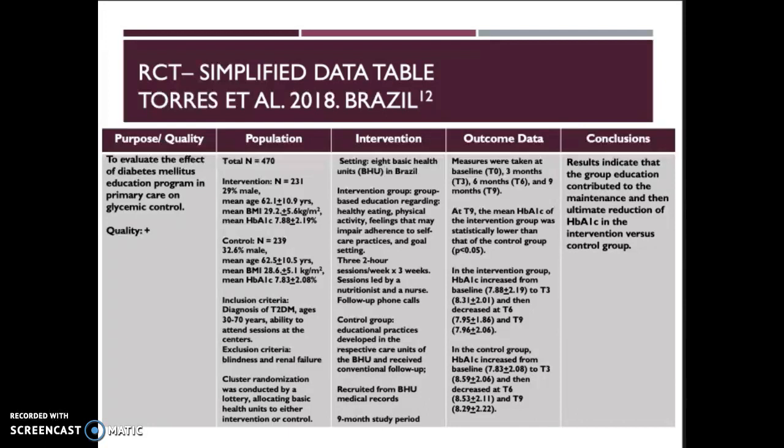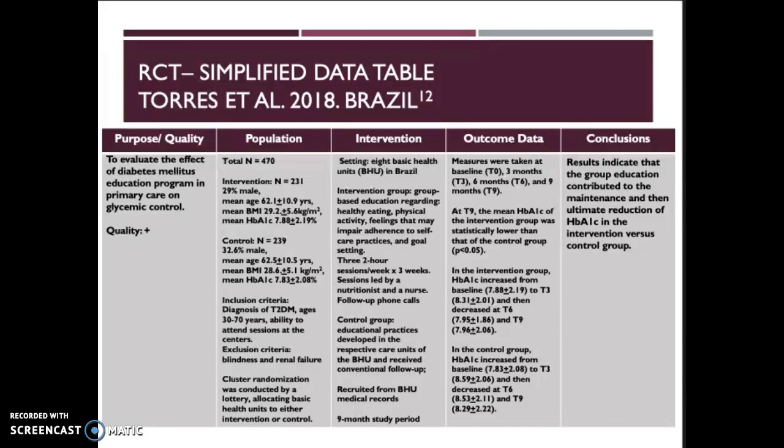However, in the intervention group, hemoglobin A1C increased from baseline to the 3rd month and then decreased at the 6th month and the 9th month. The starting hemoglobin was 7.88 plus or minus 2.19% in comparison to the final measure at 7.9 plus or minus 2.06%, which was not a significant reduction over the 9-month period.